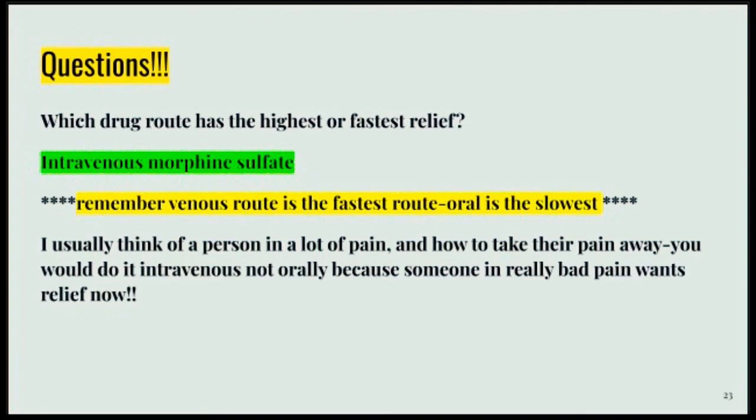You're good to go. The patient might be in all this pain, and you're just taking out all the pain, obviously if you get that order from the doctor. You're not just going to give them a pill and wait 30 minutes for them to be in pain, like, "Oh well, you're going to have to be in pain for 30 minutes because I only have pills." No. So remember, the venous route is the fastest, and then oral generally the slowest. I usually think of a person in a lot of pain, and how to take their pain away. You would do it intravenously, not orally, because someone in really, really bad pain wants relief ASAP.